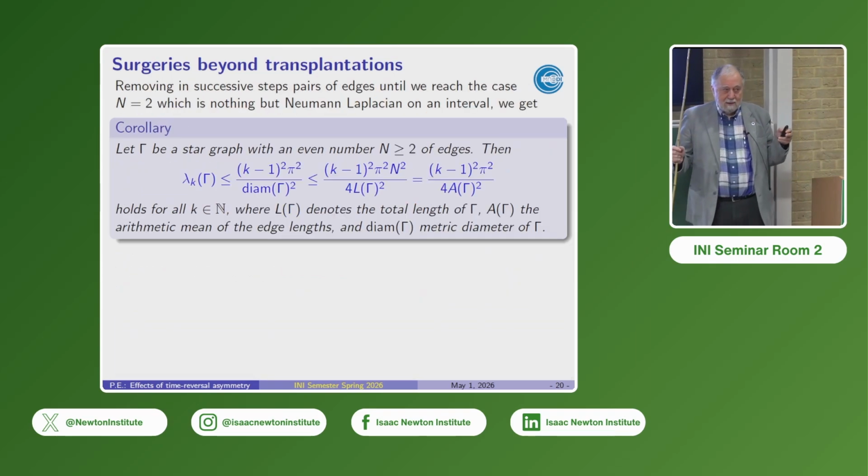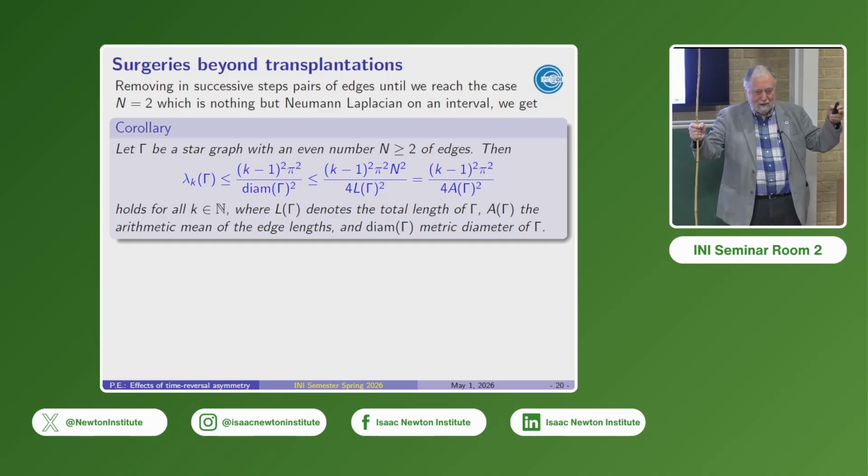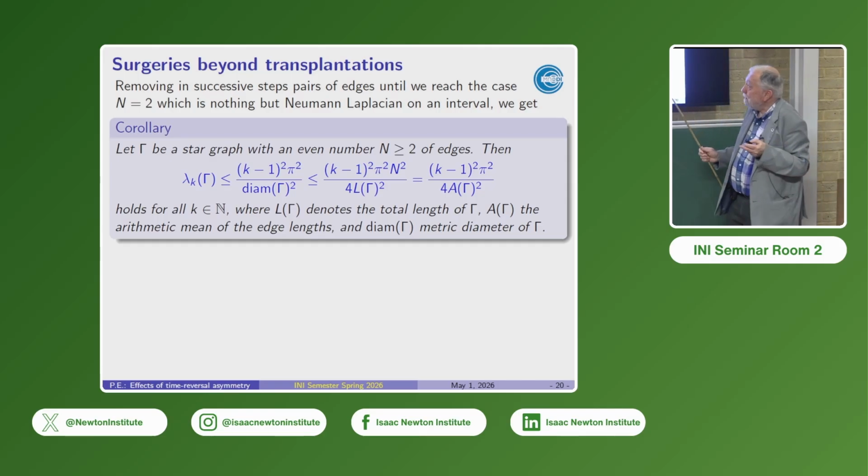Using that, if I have an even number n, then I can subsequently remove pairs of edges until I get n equal 2. n equal 2 is one interval. You may say that it's two intervals, but the coupling I have is trivial for n equal 2. It's no coupling at all. So it gives me, for even n, these inequalities here, just comparing with the eigenvalues of an interval.